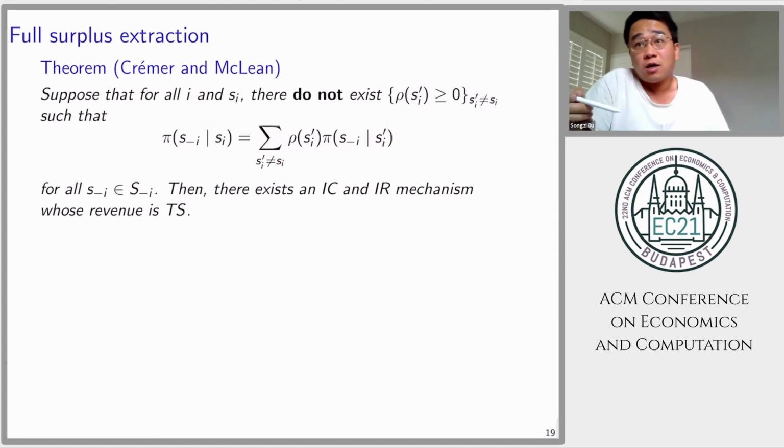This is basically saying that there is enough linear independence in the interim beliefs across types for every bidder. So given enough linear independence, there exists an IC and IR mechanism whose revenue is exactly equal to the total surplus.